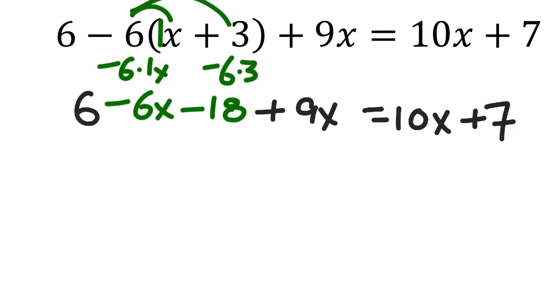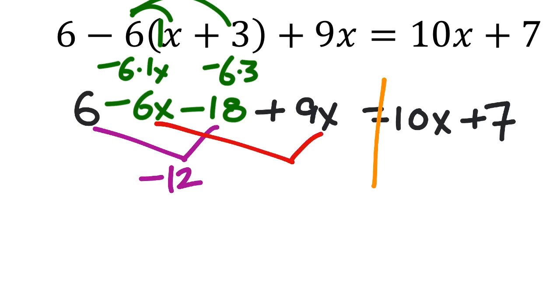And there's a few sets of like terms, right? Like the 6 and negative 18, which are both constants. So that's really just 6 minus 18, which is negative 12. Next, we'll look to combine the x's. And again, yes, we're just focusing on one side of the equal sign. So negative 6x and 9x's would give us a total of positive 3x's.